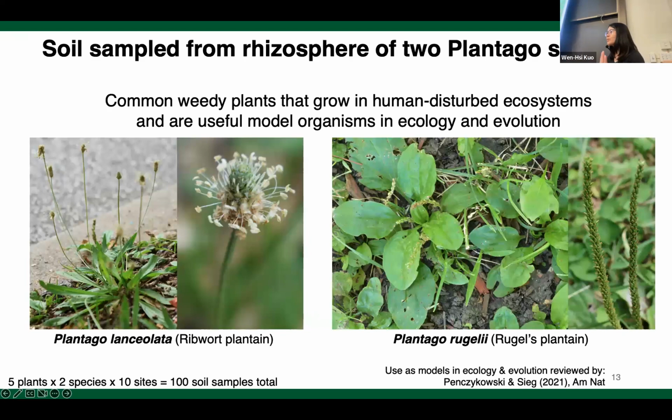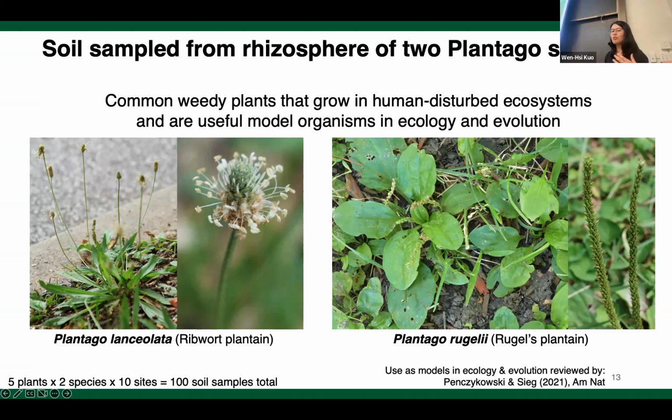And so going into the focal species of this study, I had 2 Plantago species, Plantago lanceolata and Plantago regelii. These were chosen because they're abundant across the urbanization gradient, which means they make a good model for studying plant microvariation across common species. And if you want to read more about them, well, looky here. Our near and dear Rachel Penchikowski has her own review in the American Naturalist about this family, along with Drew Sig at Truman State.